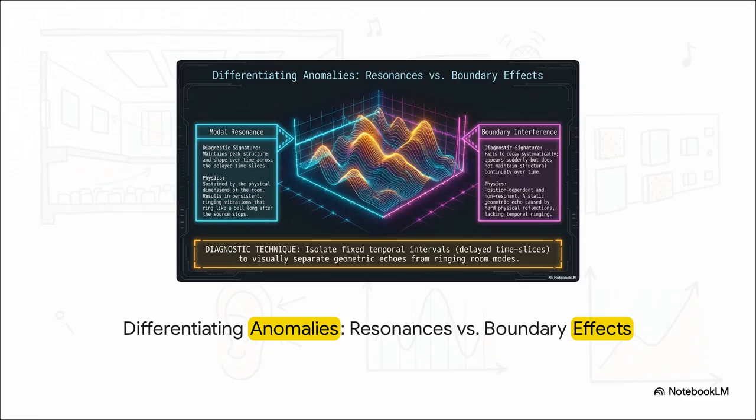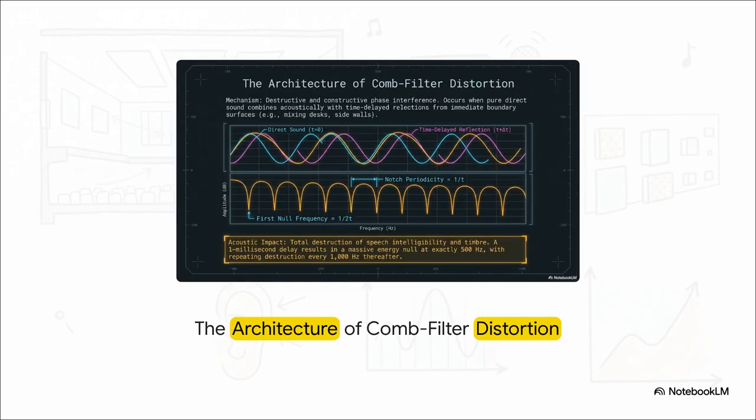On the other hand, we have boundary interference. This is a non-resonant geometric echo caused by sound bouncing off a hard nearby surface, like a wall or a mixing desk. It doesn't ring at all, it just interferes geometrically. Now, when those static boundary reflections combine with the direct sound coming from your speaker, they create something truly terrifying for audio engineers: comb filter distortion.